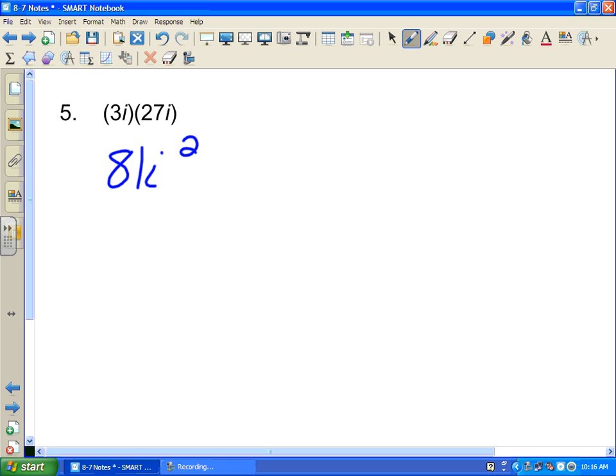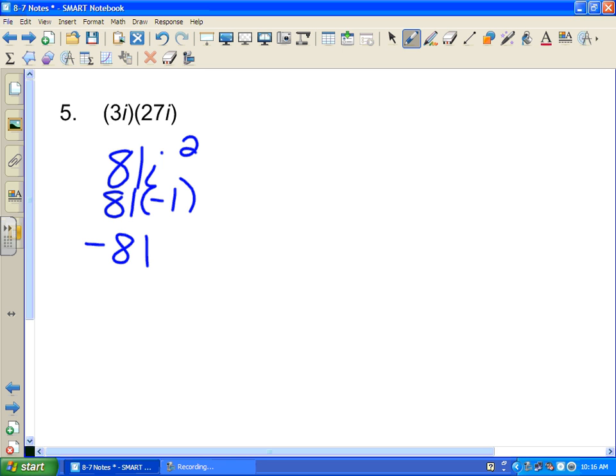I'm going to show you the long way, but most of you are going to get this easily and you can just write the answer. The long way is to replace that with a negative 1. That becomes 81 times negative 1, which is negative 81. Okay. So the shortcut is if you see an i squared, what's that going to do to your sign?